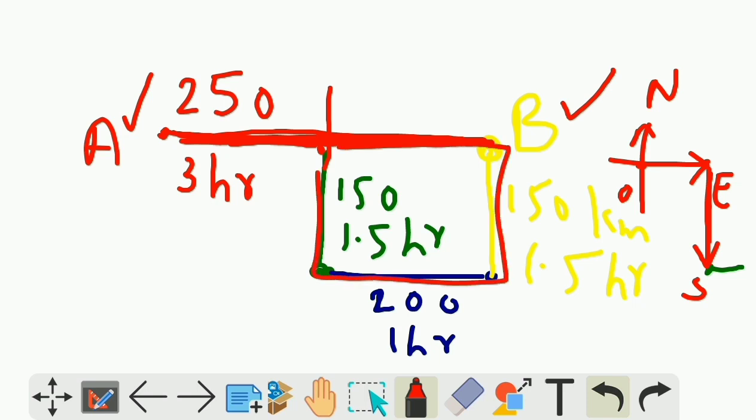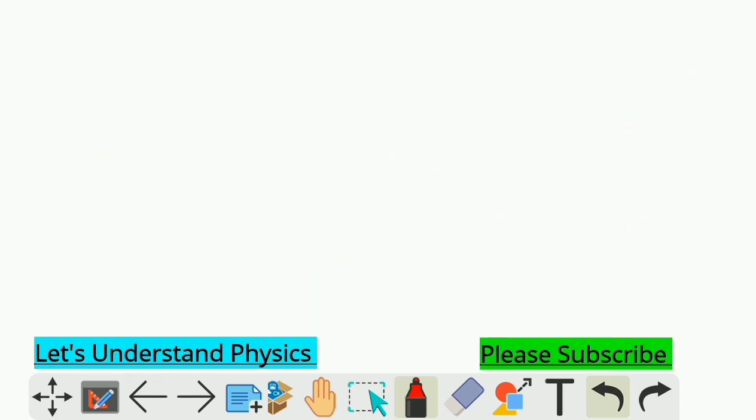If you observe this path, how it is? It is a rectangle, isn't it? See, this is 150 and this is also 150. If this is 200, this also must be 200, isn't it? Understood? So what is the displacement now? A to B straight line 250 plus 200. So only 450 kilometer is the displacement. Understood? I hope everybody understood this.